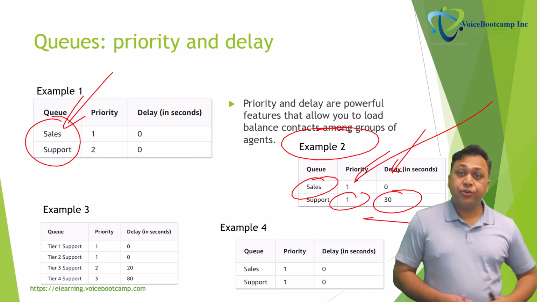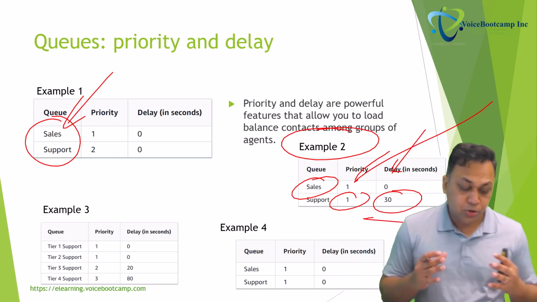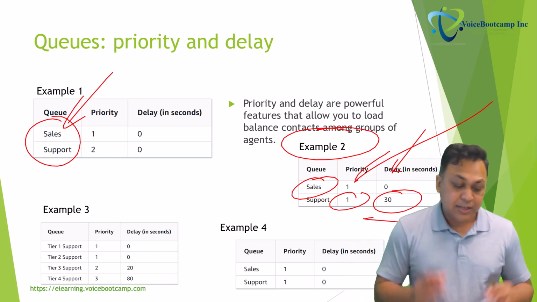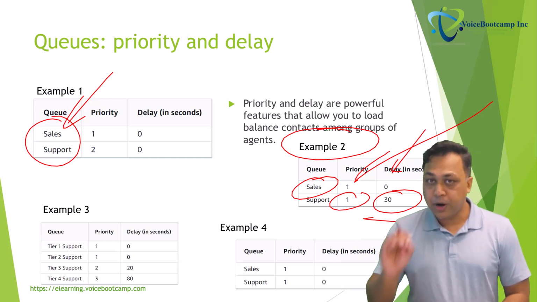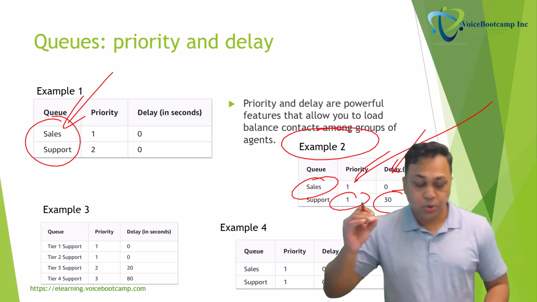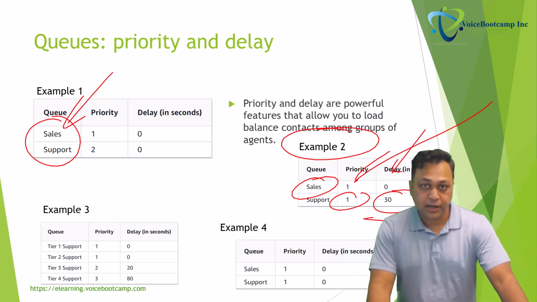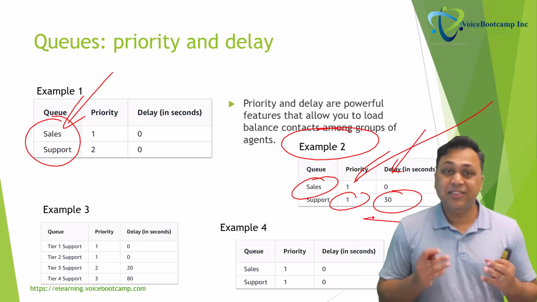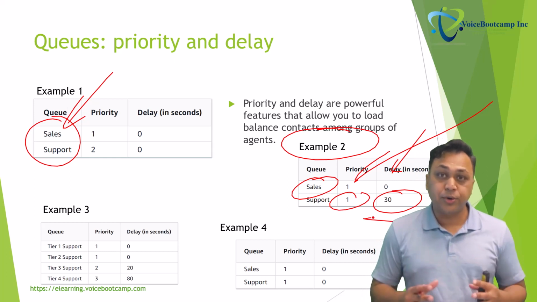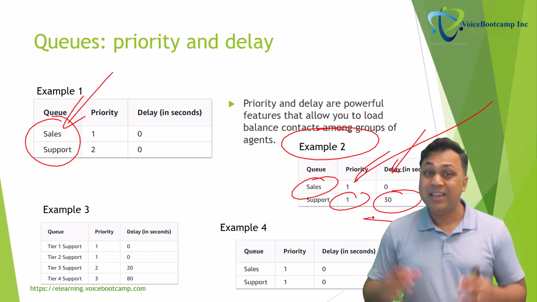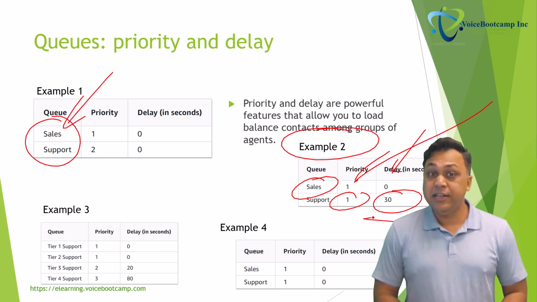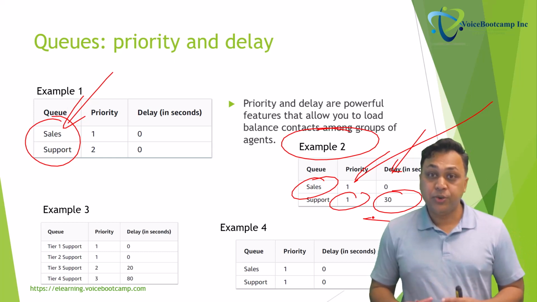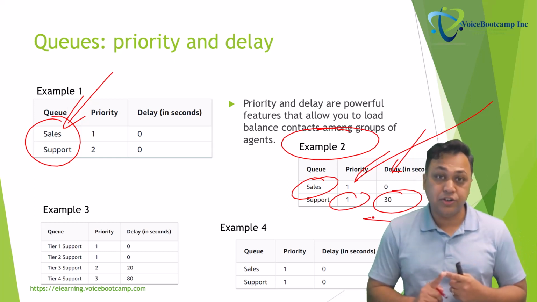In example number 3, you have tier 1 and tier 2 with priority 1 and delay 0, and tier 3 and tier 4 with priorities 2 and 3 respectively, with delays of 20 and 80 respectively. Now, how is this going to route the call? In this routing profile, you prioritize the tier 1 and tier 2 support queues equally because each has a priority of 1. An agent may take a call from the tier 3 support queue under the following condition.